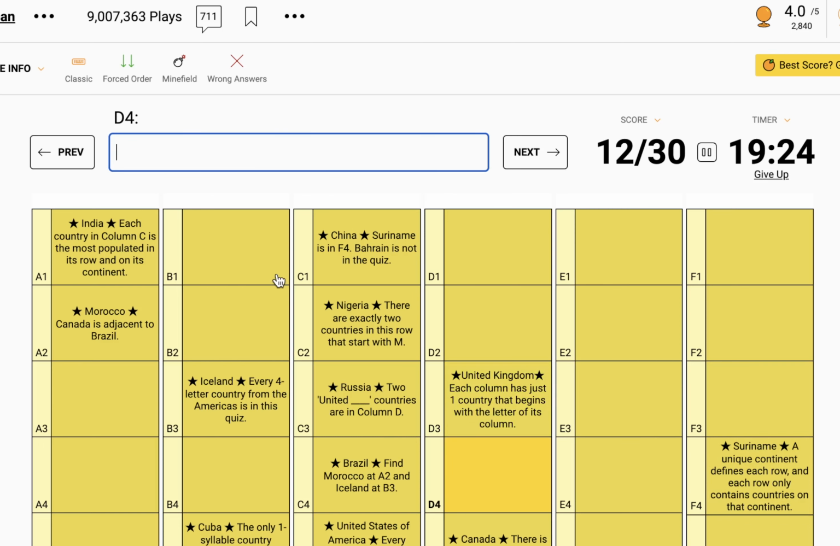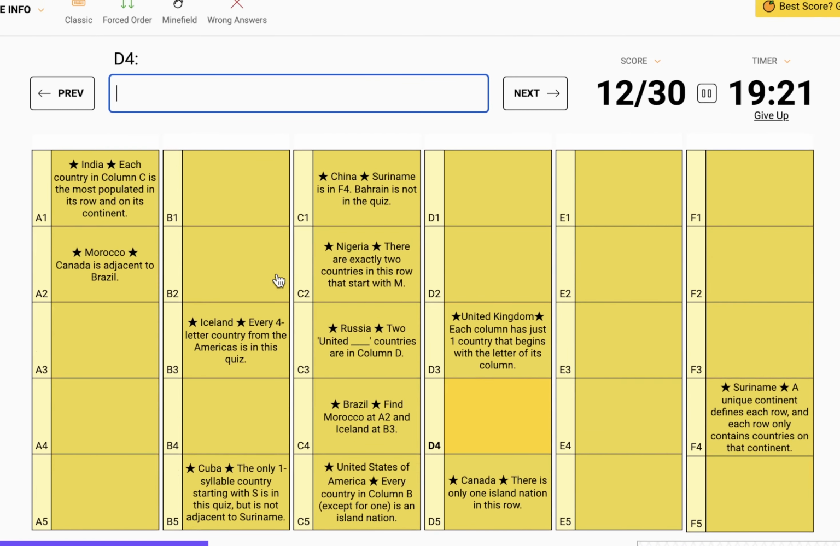Okay, I'm going to try not to overthink this here. The UAE is in Asia. So we're going to need that right here. Okay, 3 countries in row 5 have a capital that ends with city. Okay, so we have Mexico City, Guatemala City, and Panama City.